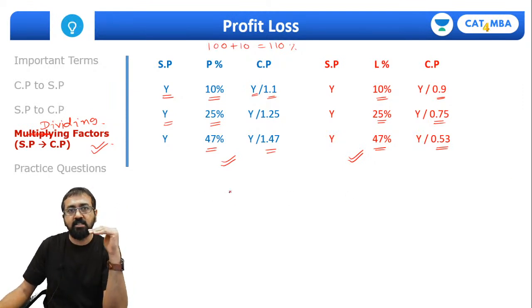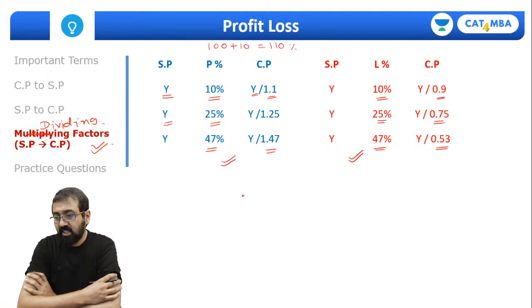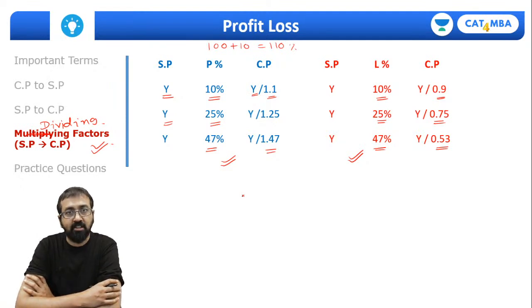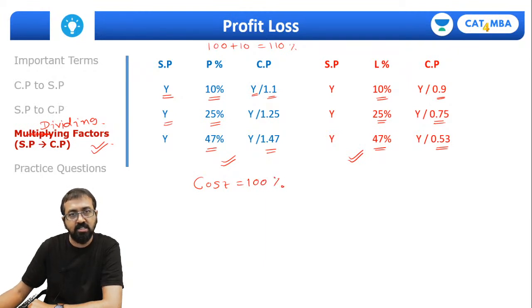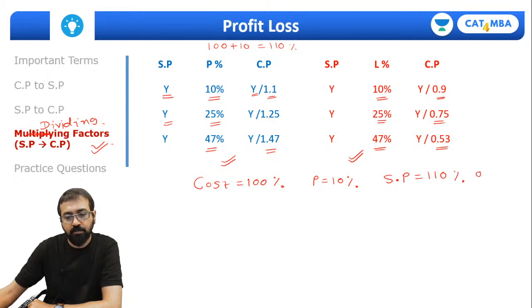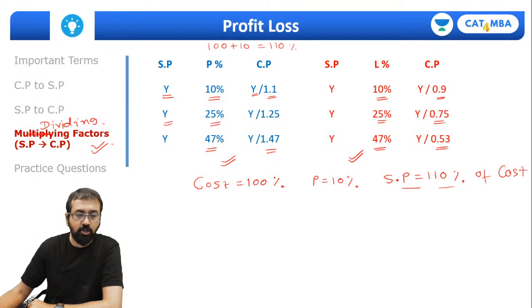So the logic is what I'm explaining just now. And someone has also correctly mentioned in the chat box, yes, that's correct: unitary method. We are in a way using the unitary method. Guys, please remember, cost is always considered as 100%. Now, if we are adding a profit of 10%, selling price becomes 110% of cost.